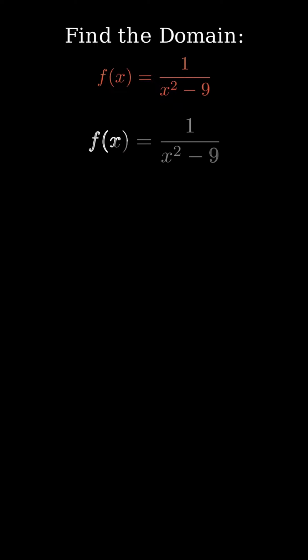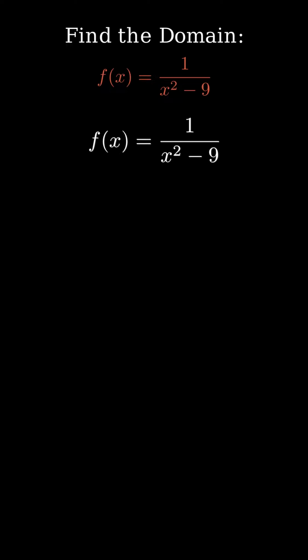We're asked to find the domain of a function. The function is f of x equals 1 over x squared minus 9. So what does domain really mean? The domain is the set of all real x values where the function is defined. Defined means the function gives a real number when we plug in a value.